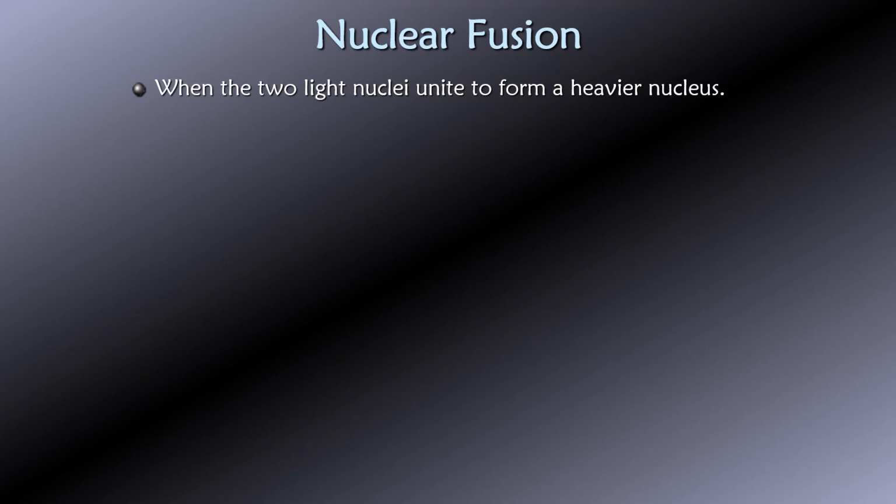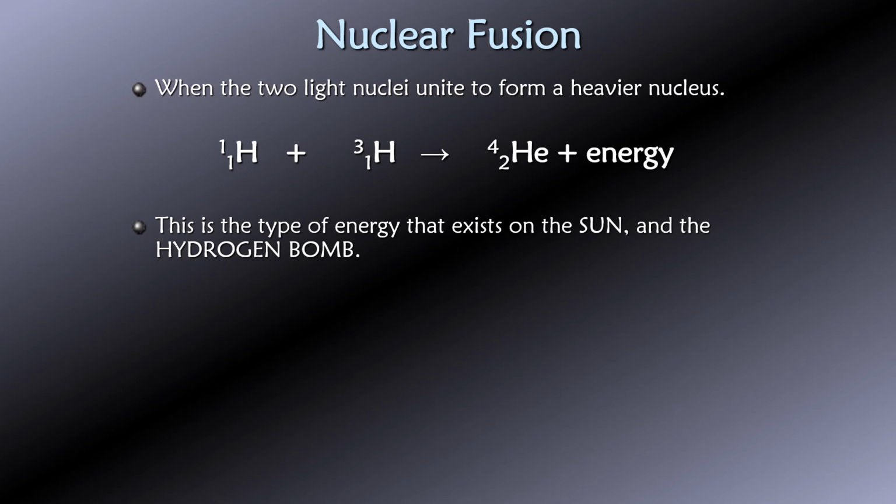So nuclear fusion, on the other hand, is when we have two light nuclei. Nuclei is the plural for nucleus. So when we have two light nuclei and they are uniting to form a larger or heavier nucleus. Here's an equation for a nuclear fusion reaction. We have two different isotopes of hydrogen, which are uniting to form a helium atom, and it's releasing energy in the process. This is the type of reaction that produces energy in the sun. It produces energy in hydrogen bombs, and things like that.